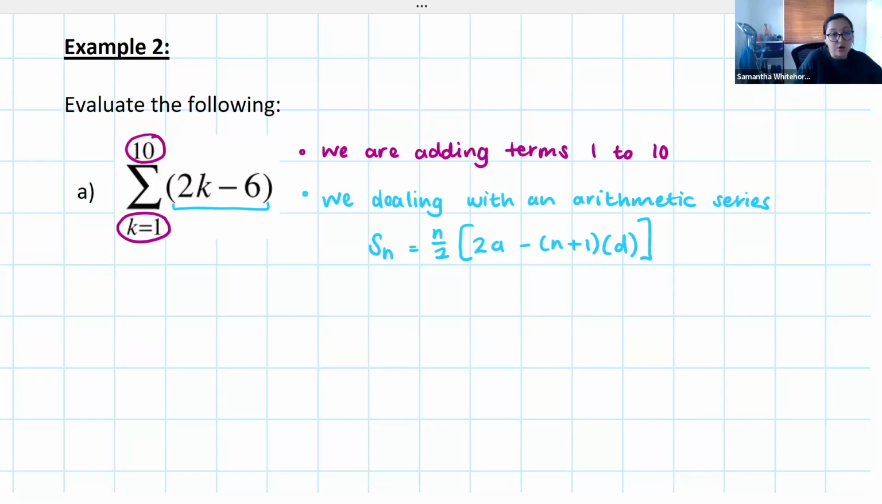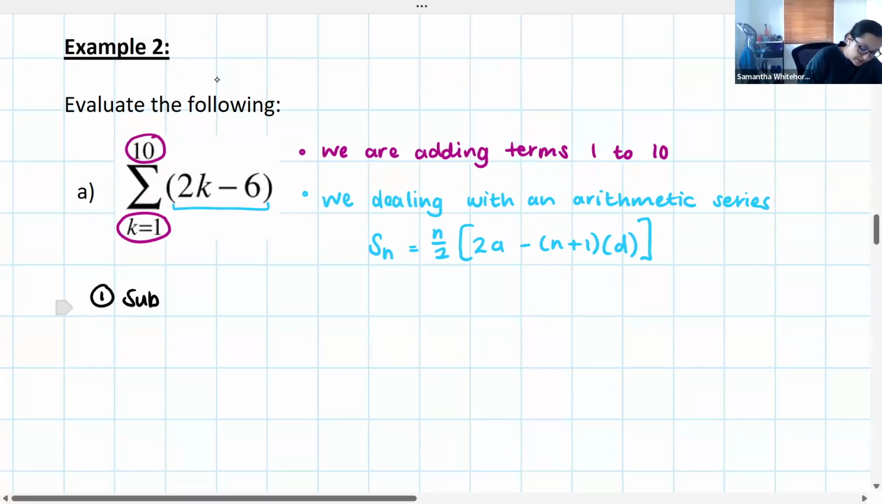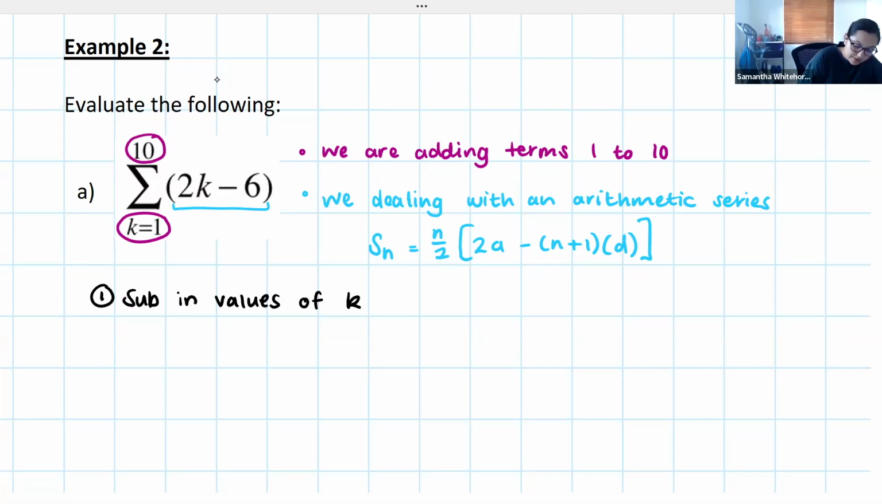Again, guys, this is on your formula sheet. You do not need to know this off by heart. But we do need to know what type of series we're working with so that we know which sum formula we're going to use. All right, so the first thing that we always do is sub in values. And in this case, it's of k. It could be of n, it could be of p. It just depends what variable they use to determine the first 3 terms.